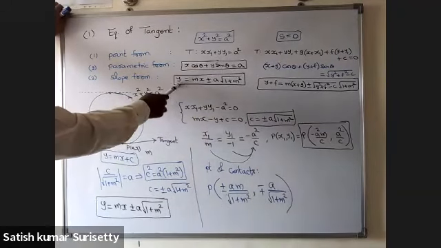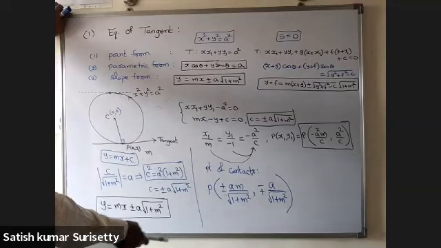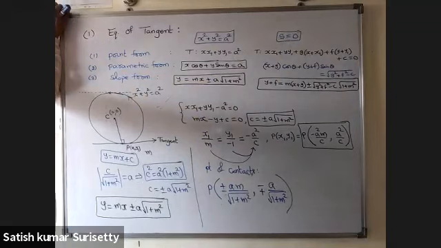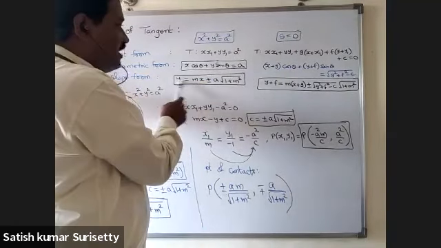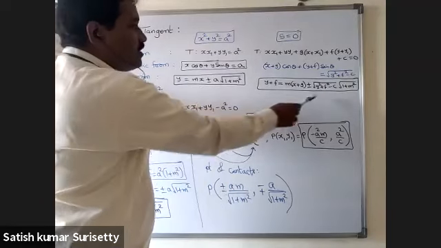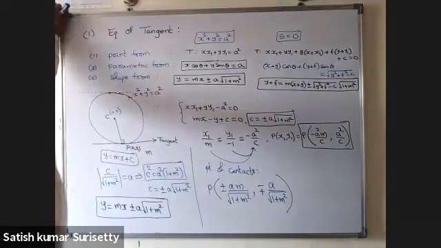Now, in the same manner, we can derive it for the general form of the circle S equal to 0 also. By the shifting of origin concept, we can write the equation directly. So instead of y, you have y plus f, and instead of x, x plus g, and instead of a, root of g square plus f square minus c.